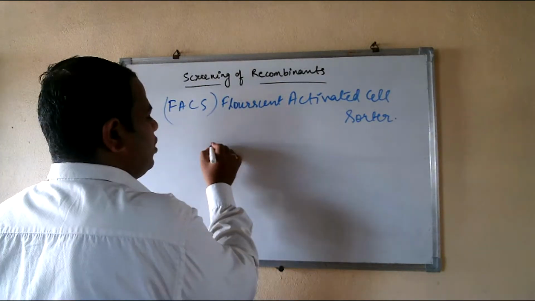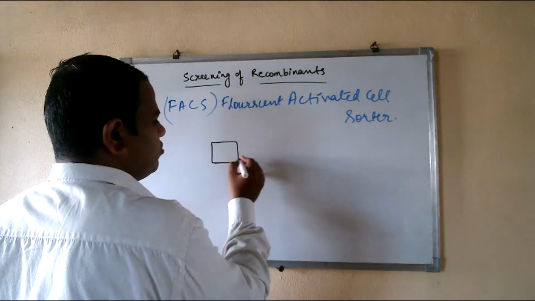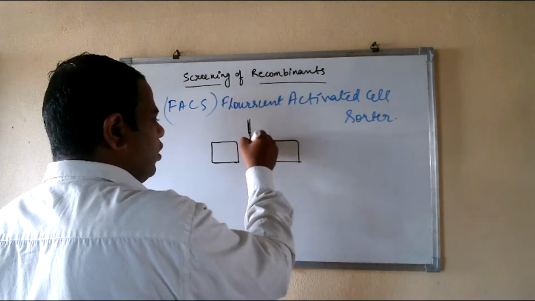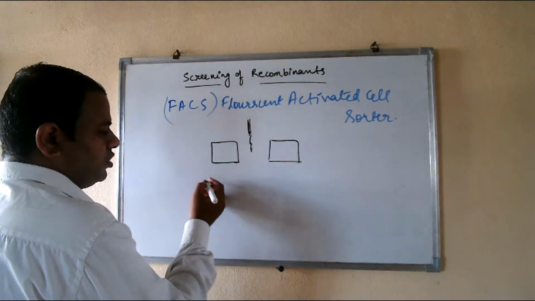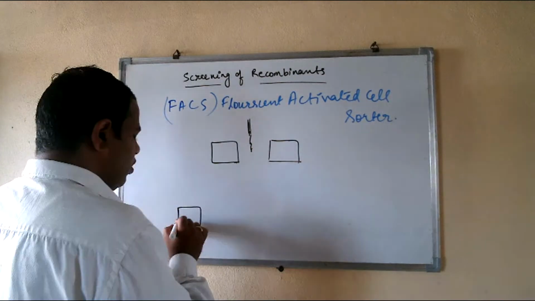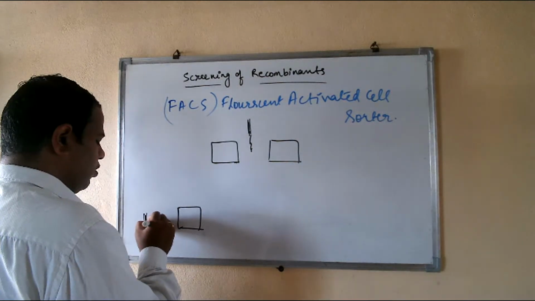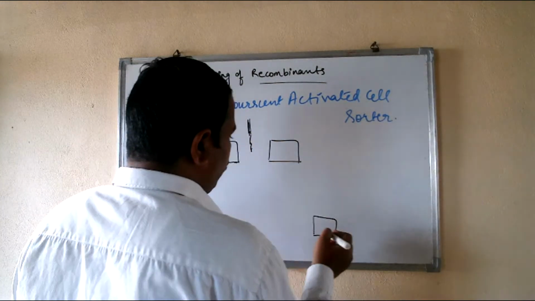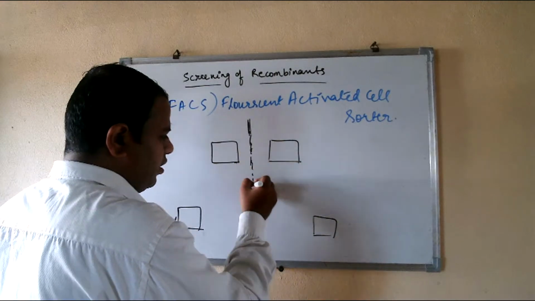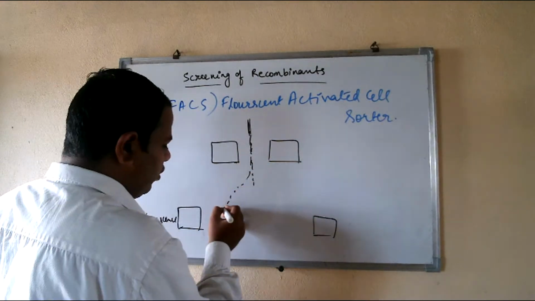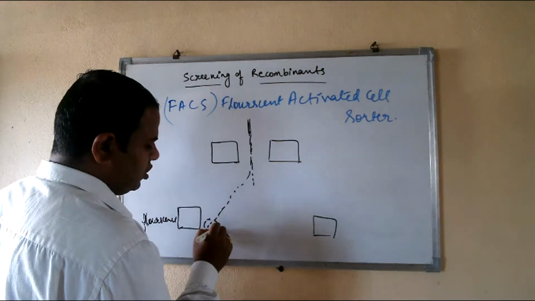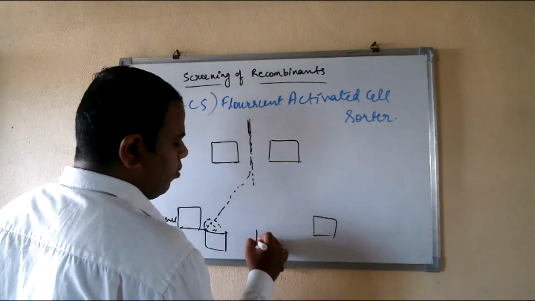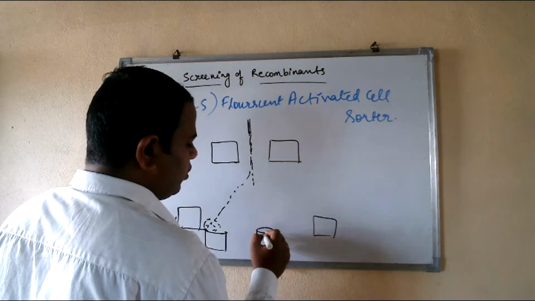For example, here there is a detector. We are going to pour the colonies or cells from the top. Suppose this side is the detector for the fluorescence, and here there is a normal detector. When we pour the colonies, all the fluorescently activated colonies are going to deposit here, and the suspension is collected at this position. The normal colonies are collected in this portion.